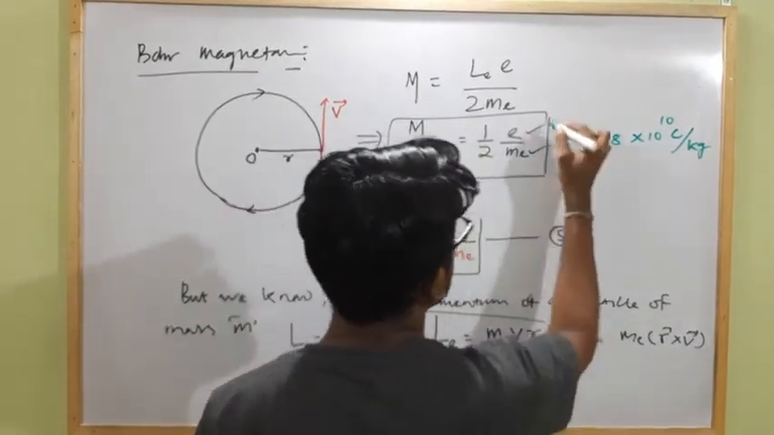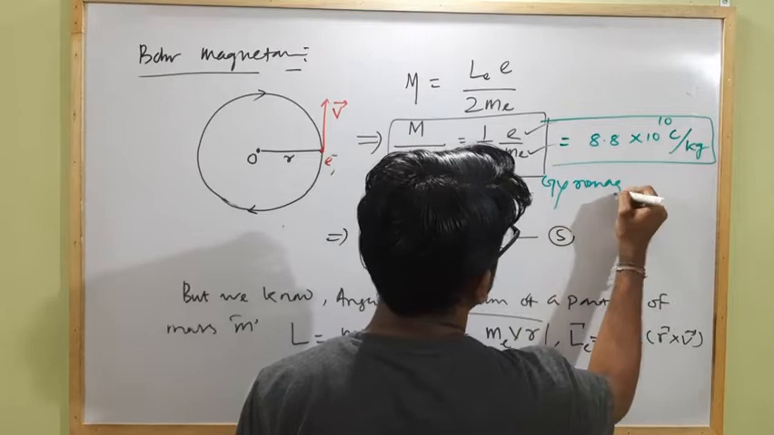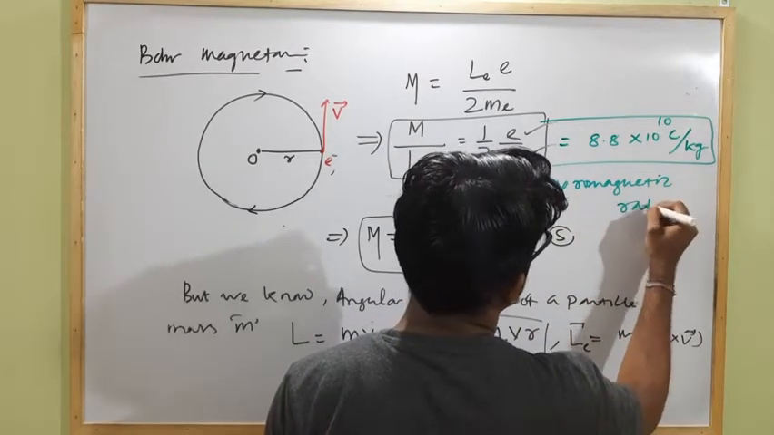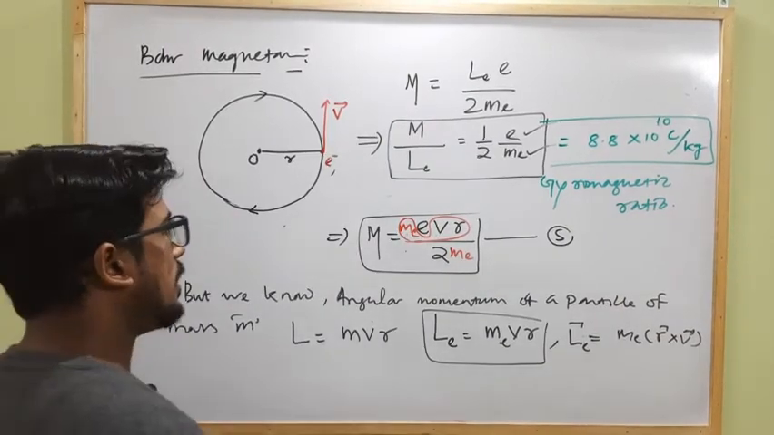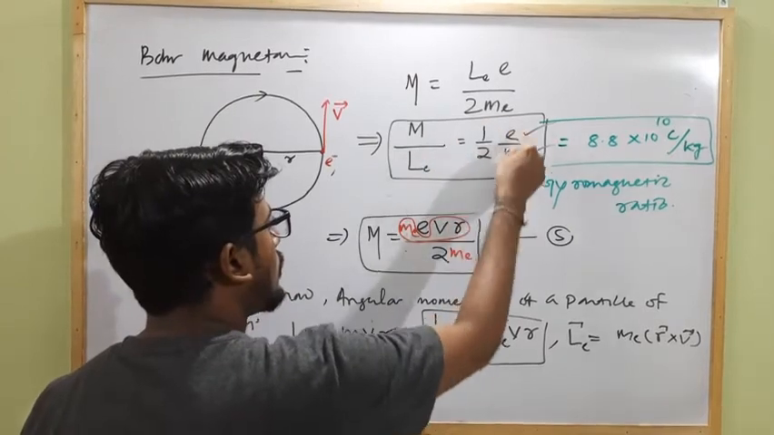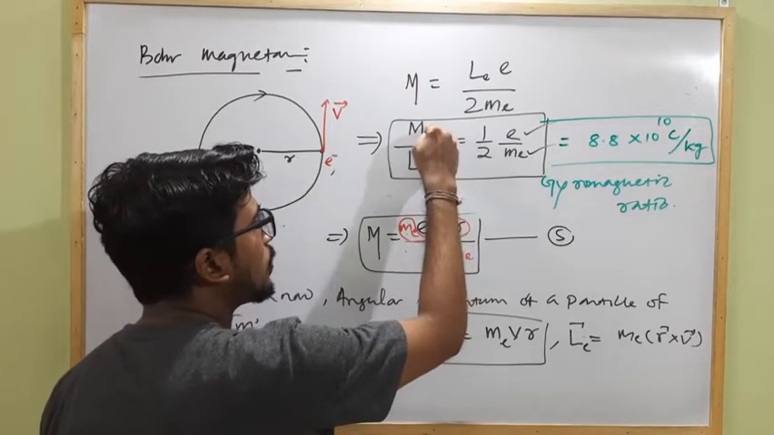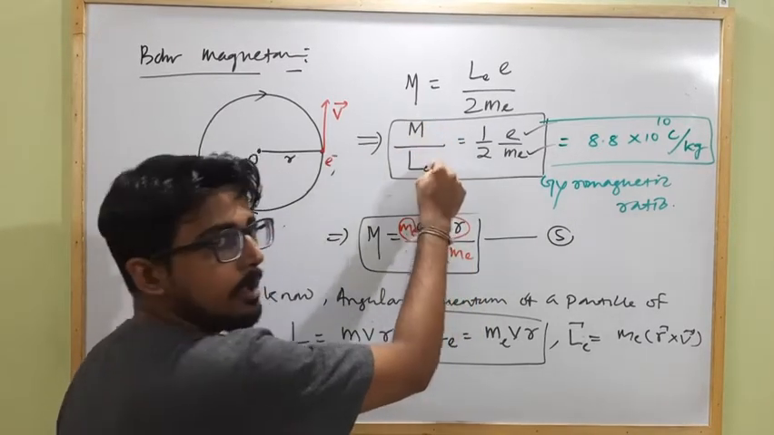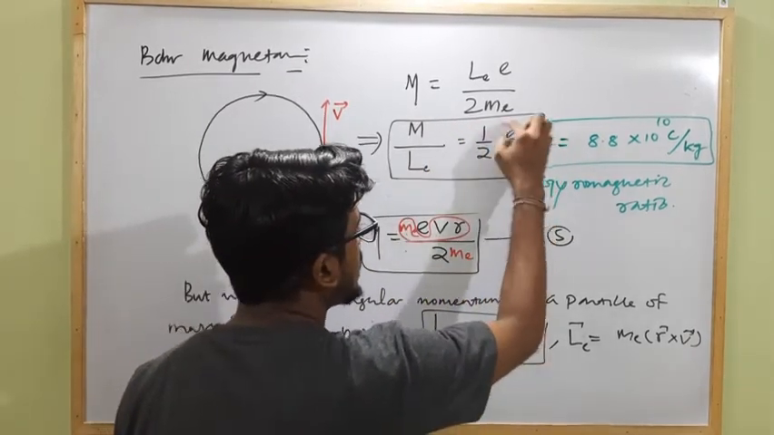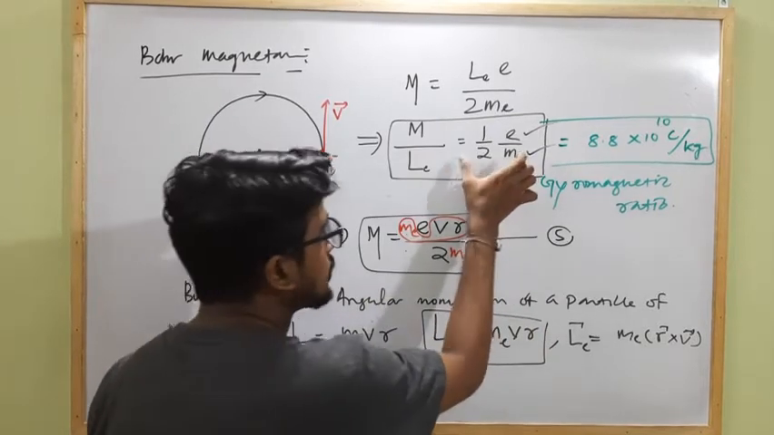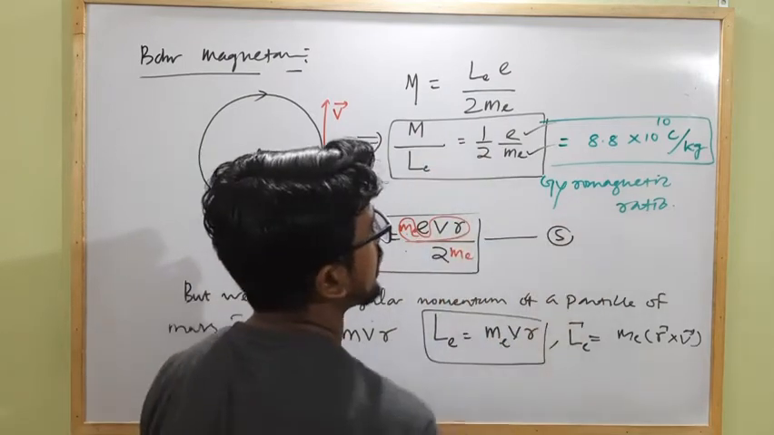This m by L is this much, which is known as gyromagnetic ratio, and this is a very important relation. This is valid for a free electron. The ratio of dipole moment to the angular momentum gives us half e by me. This e by me is known as specific charge. This particular value e by me into 1 by 2 equal to m by L is known as gyromagnetic ratio.